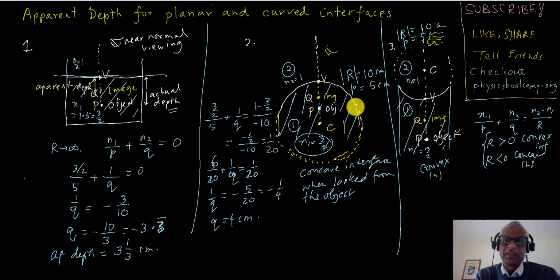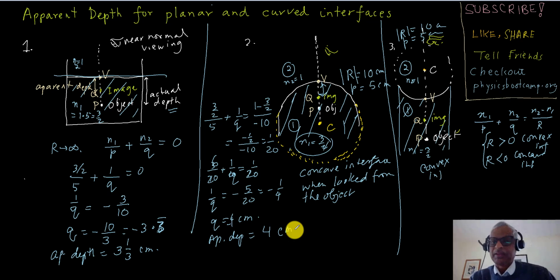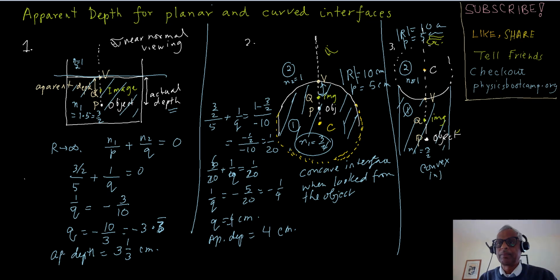Because of the curved surface, this distance is apparent depth, Q equals minus 4 centimeters. So apparent depth is 4 centimeters here. Okay, let me pause. So this one is going to go almost like that, except the sign will be different. All the numbers are the same.